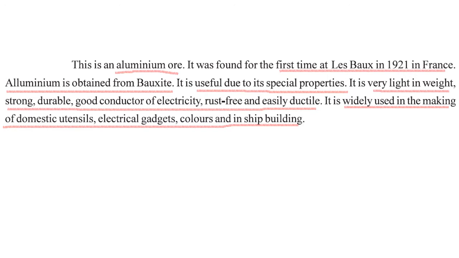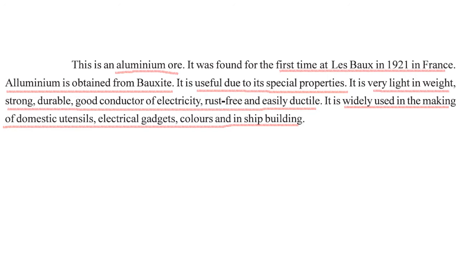Aluminium is obtained from bauxite and it is useful due to its special property. Its weight is almost the lightest in all of its category of minerals. It is very strong, durable. It can also conduct electricity. It is rust free and easily ductile. That means it can be molded into any shape easily. It doesn't get rust. It is light in weight. It is strong, durable. It conducts electricity. What more do you want from a metal?